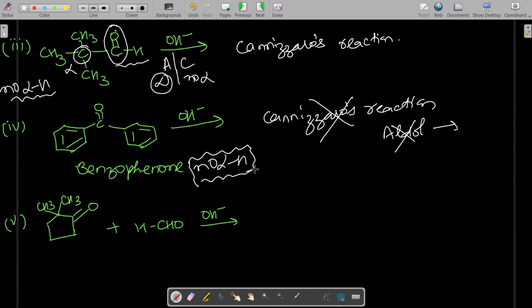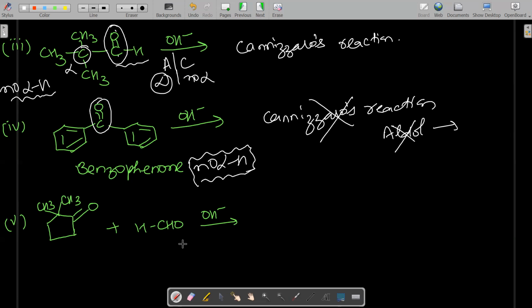And Cannizzaro is also not possible because, as I just told, Cannizzaro reaction is shown by those carbonyl compounds where no alpha hydrogen is present and which have a CHO group, because only the CHO group can oxidize or reduce. But there is no CHO group. Reduction is possible over here, but oxidation is not possible. As you know, ketone is not easily oxidized into carboxylic group.